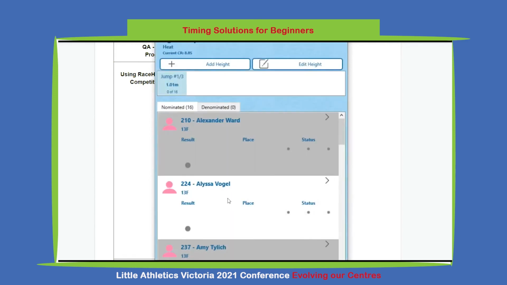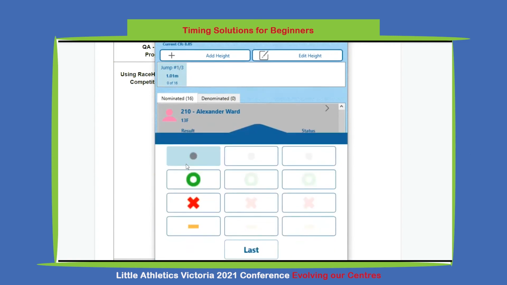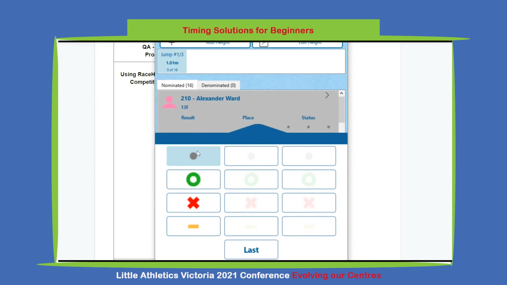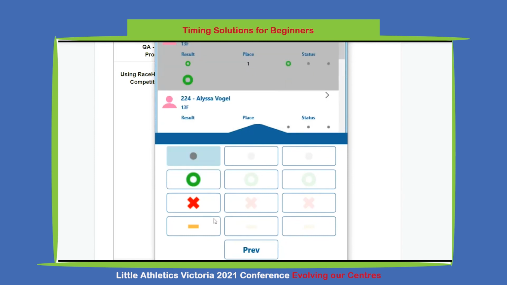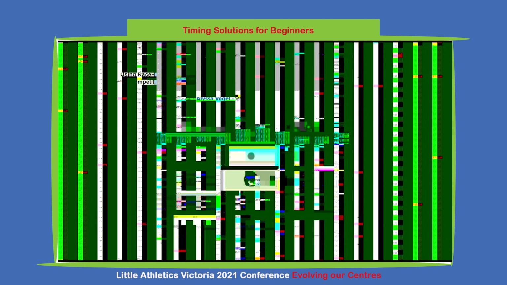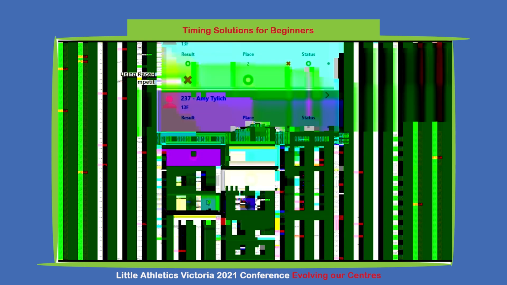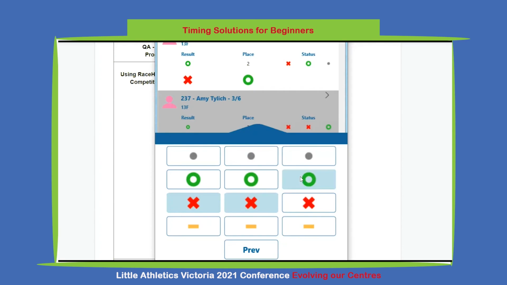Here are all my athletes. I've got my maximum of 3 heights I'm allowed to set, and my current height is 101, so let's go and start with athlete 1. This is a pass. They've just cleared the bar. Next athlete. Hit the bar, cleared the bar.